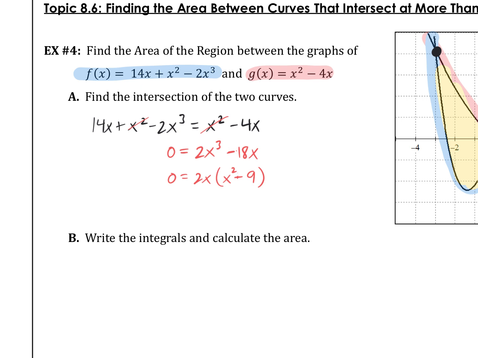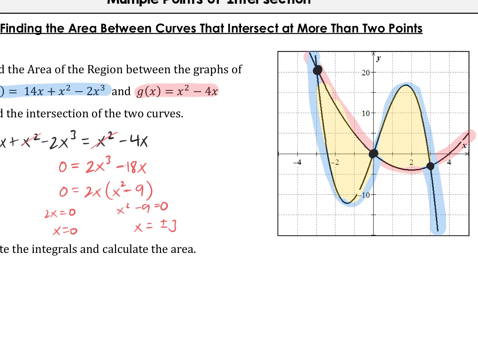Okay, so now that I've got this, I can go ahead and use my zero product property, set 2x equal to 0, and solve where I get x equals 0. And then if I set x squared minus 9 equal to 0, what are my 2 answers going to be there? Plus or minus 3, right? So all of these intersection points over here, this one is obviously going to be at negative 3 and crosses very nicely there at 20. This one right here crosses at 0, 0.